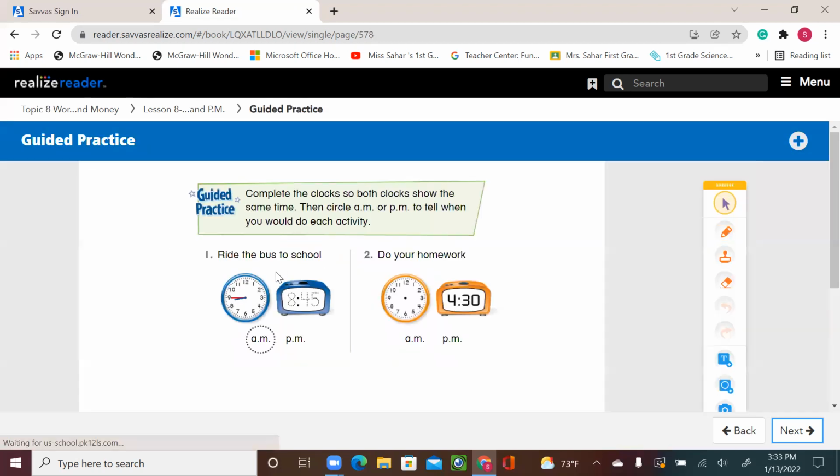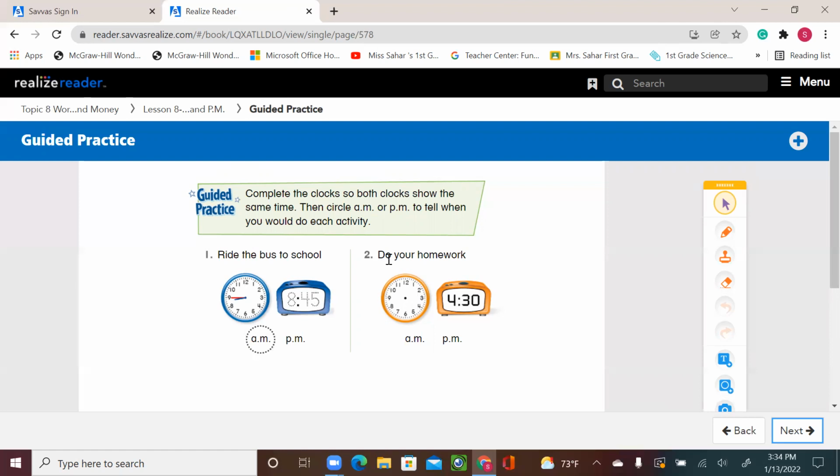the guided practice we have. Complete the clocks so both clocks show the same time. Then circle AM or PM to tell when you would do each activity. So over here, number 1, ride the bus to school. I'm going to take the bus to go to school. So the time says 8:45, or quarter before 9, or 15 minutes before 9. So of course, when I go to my school, I'm going to ride the bus. It's going to be AM. So it's going to be 8:45 in the morning, AM.